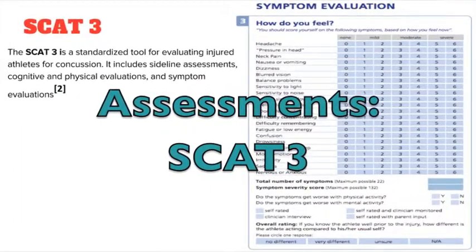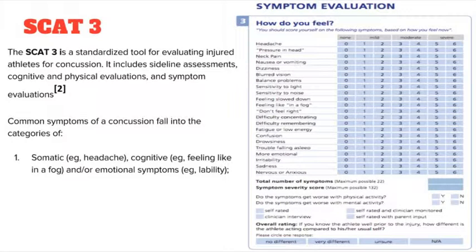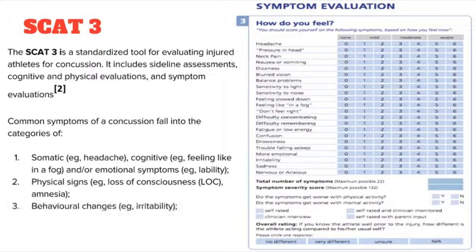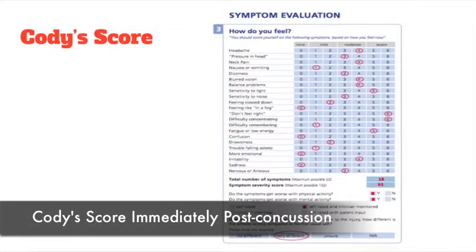The SCAT-3 is a standardized tool for evaluating injured athletes for concussion. It includes sideline assessments, cognitive and physical evaluations, and symptom evaluations. Common symptoms include somatic, cognitive and emotional, physical signs, behavioral changes, cognitive impairment, and sleep disturbances. This test would be completed immediately post-concussion, and then once the graded protocol is completed, comparing baseline values to post-concussion results and results after graded return-to-play rehabilitation.